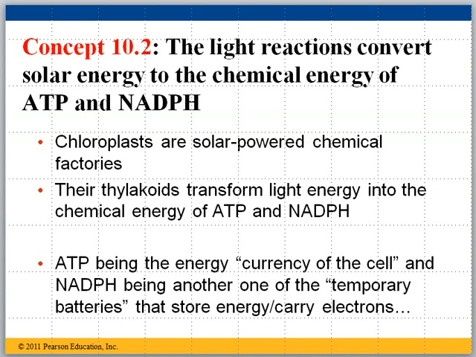So back to our details here. We're looking in the chloroplasts, which are a cell organelle only found in the plants or the other photosynthetic producers. Chloroplasts are basically solar-powered little chemical factories, and the product they're churning out are the ATP and NADPH molecules. So their thylakoids transform light energy plus water and some other basic products into ATP and NADPH. We know that ATP is the energy currency of all cells, and NADPH is, again, just another one of those electron carriers that's used as a temporary battery or a temporary storage or a carrier molecule for these excited electrons as part of the process.